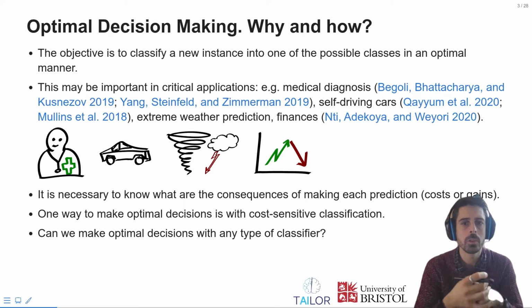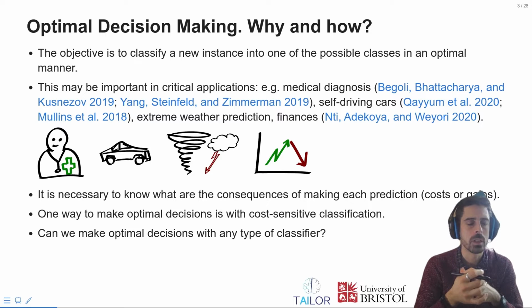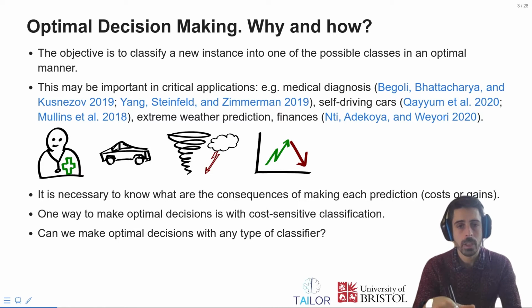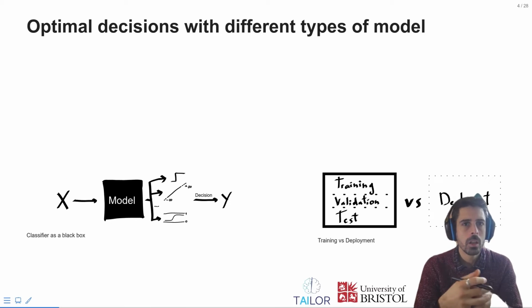But before we go there, what types of models can we use in order to make optimal decisions? Are all classifiers able to achieve that? Let's look at some examples first. Let's imagine on the left side that we have a model which is a black box. We don't know what it is, but it outputs some type of values. At the end, we make a decision.